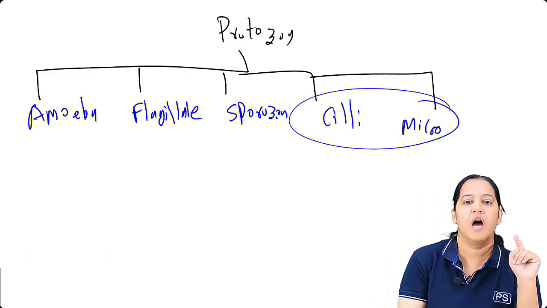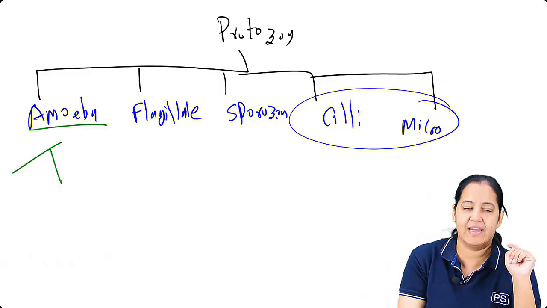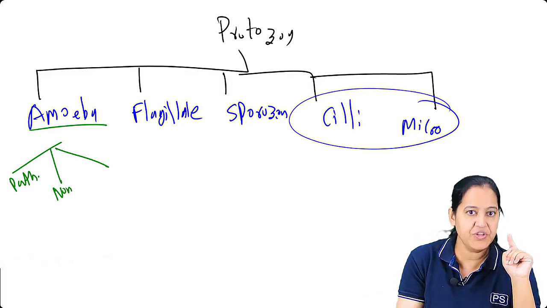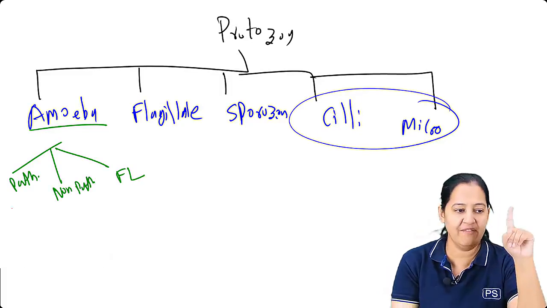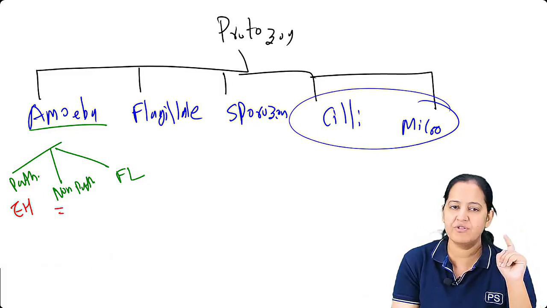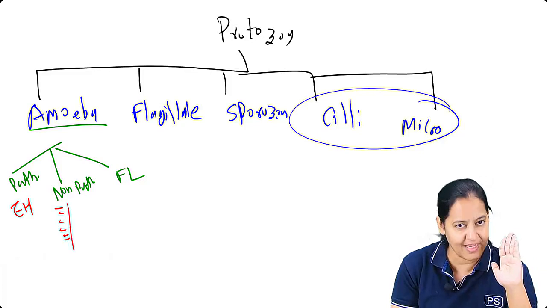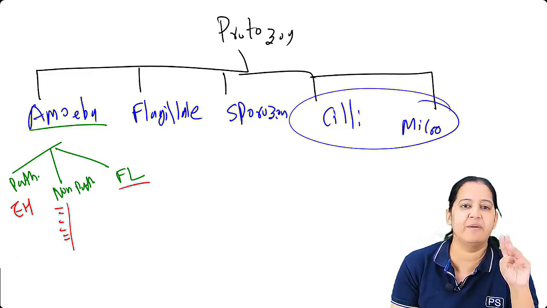Let's divide the amoebas further. Tell me the three categories of the amoeba. Tell me who is the pathogenic amoeba, who is the non-pathogenic amoeba, and who is the free-living amoeba. The pathogenic amoeba is only one, Entamoeba histolytica. Non-pathogenic are many. You will learn their names on your own. I will not teach you those. Just learn the names, so that if they come in an option, you can identify them. And in free-living, there are three.